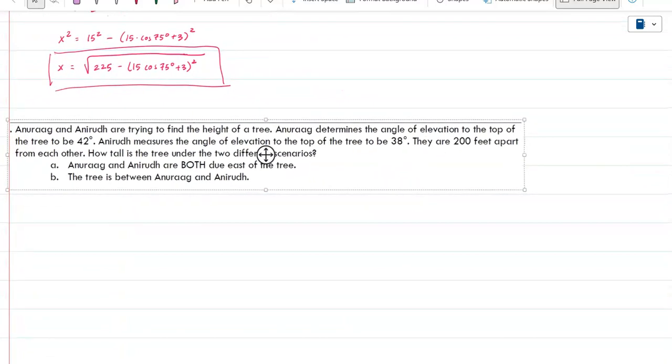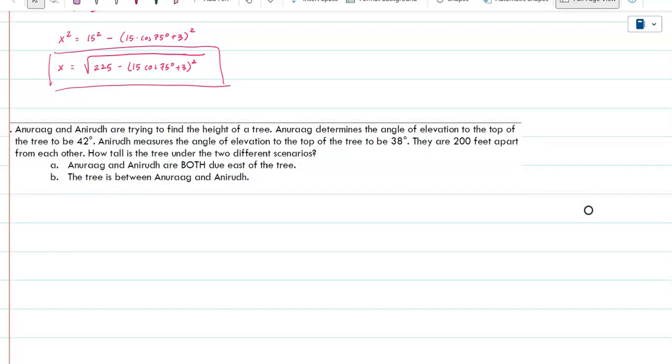Okay. Challenge. This is probably the hardest problem because there's two parts. Anurag and Anirudh are trying to find the height of a tree. Anurag determines the angle of elevation to the top of the tree to be 42 degrees. Anirudh measures the angle of elevation to the top of the tree to be 38 degrees. They are 200 feet apart from each other. How tall is the tree under the two different scenarios?